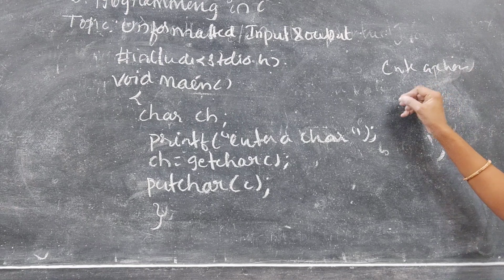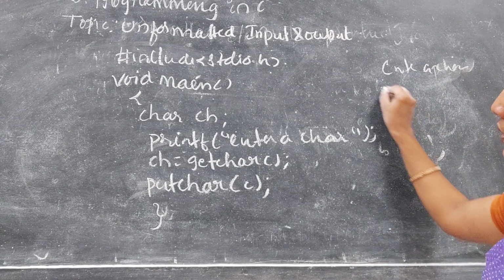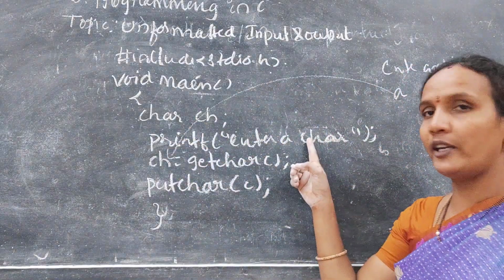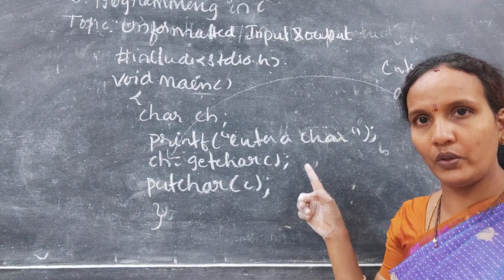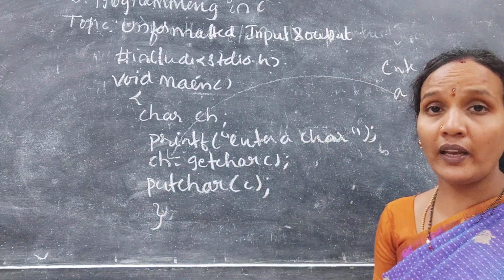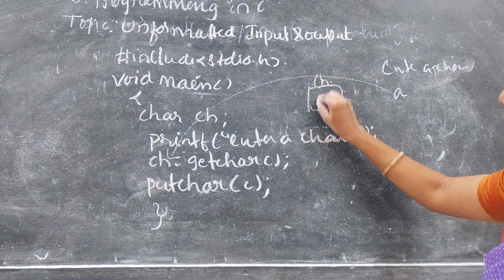For example, if the user has given a, then that a is stored in ch using the getchar function. So after this statement, whatever value the user gives, using this function, that value is stored in ch. Okay, now in ch what do you have? ch is a memory location name, and in ch you have a.